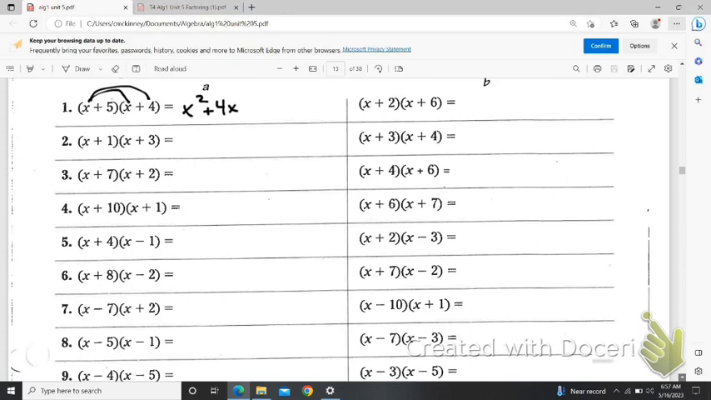You might also call this FOIL, first times first, outside outside, inside inside with the 5 times x, and then last times last, 5 times 4. And then we would have the step where we should combine the middle terms, so that we would be left with x squared plus 9x plus 20. And there is nothing inherently wrong with doing that. It's beautiful, it's functional, it works, but we're going to start going backwards from that trinomial, x squared plus 9x plus 20, and get back to those two sets of parentheses.